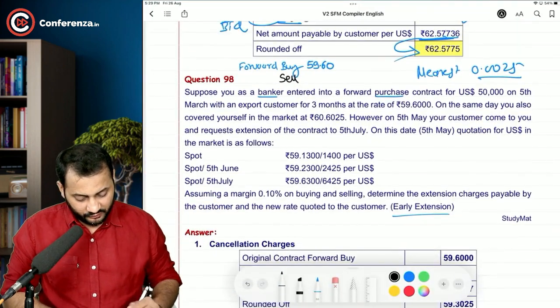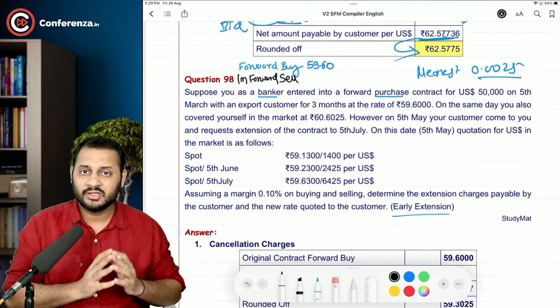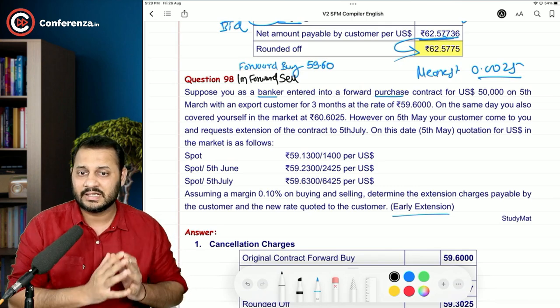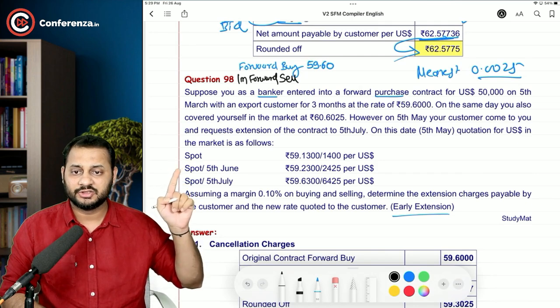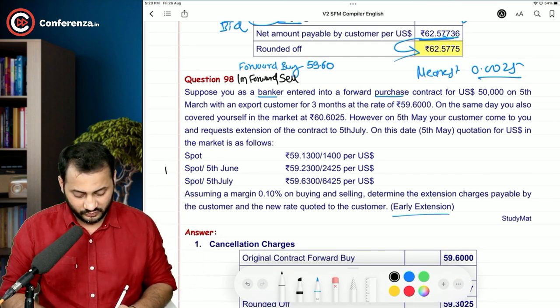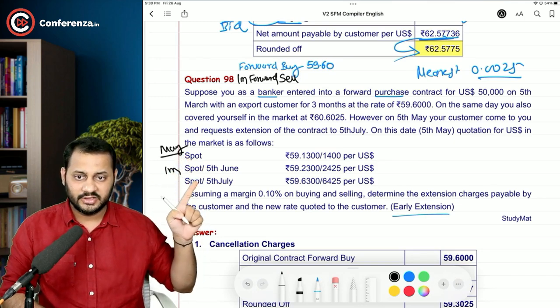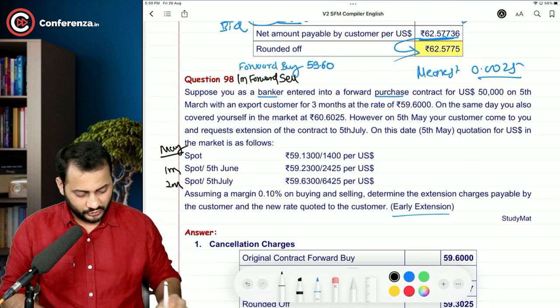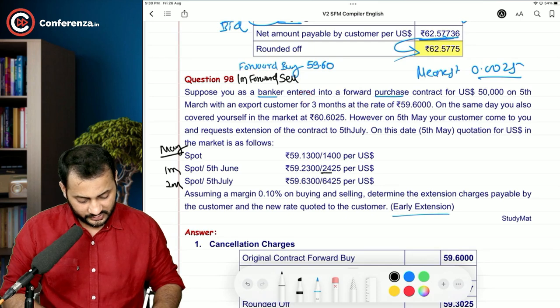First of all, we will sell 1 month forward so that we can cancel. 1 month forward sell from the bank's angle. 1 month. This is spot. After May, this is June. So this is 1 month forward because we are standing at May now. From May, June is 1 month away, July is 2 months away. So bank's selling rate. This.